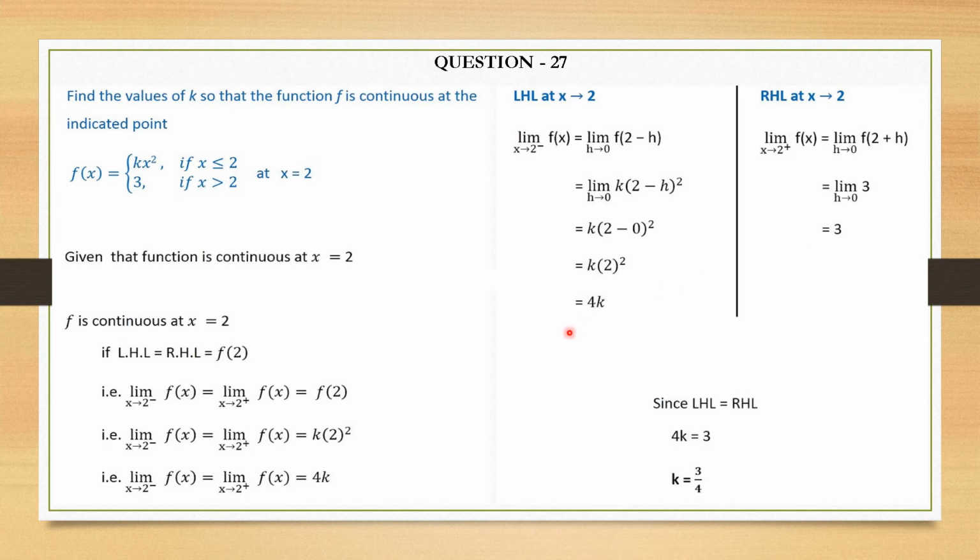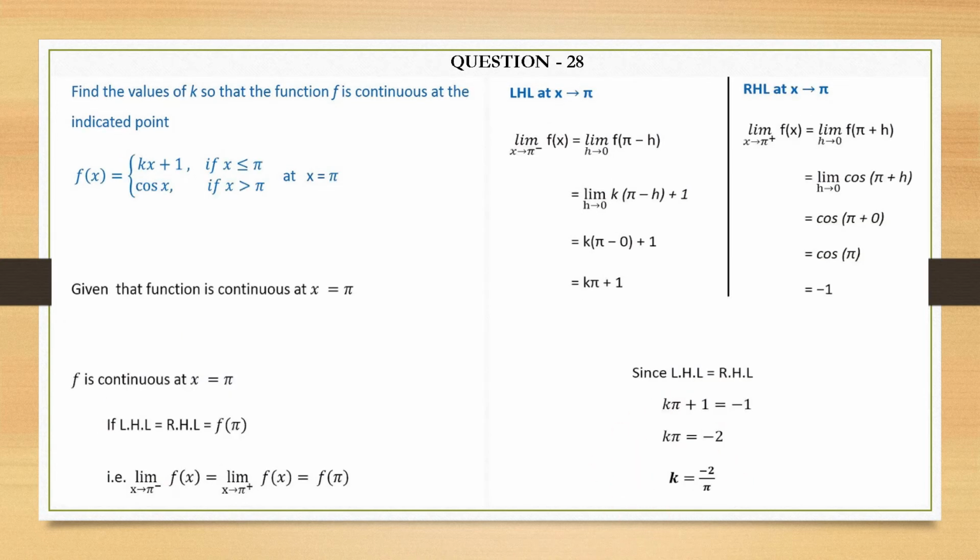So again, what is f of 2? f of 2 is again kx square, which means it is again 4k. So when you equate all this, RHL equal to LHL and the value of the function at 2 also, it will become k as 3 by 4.